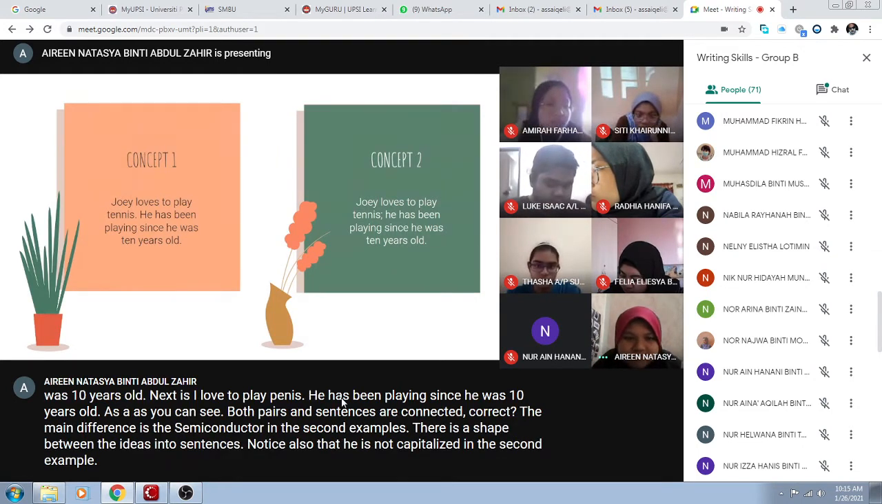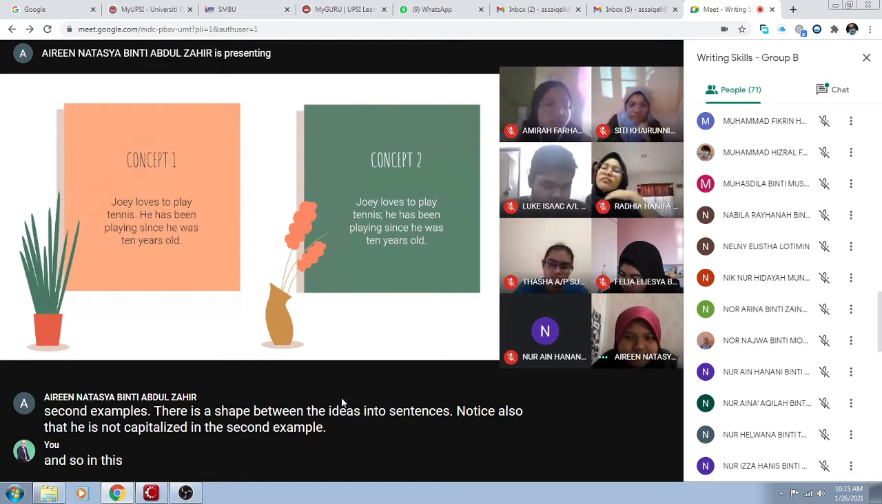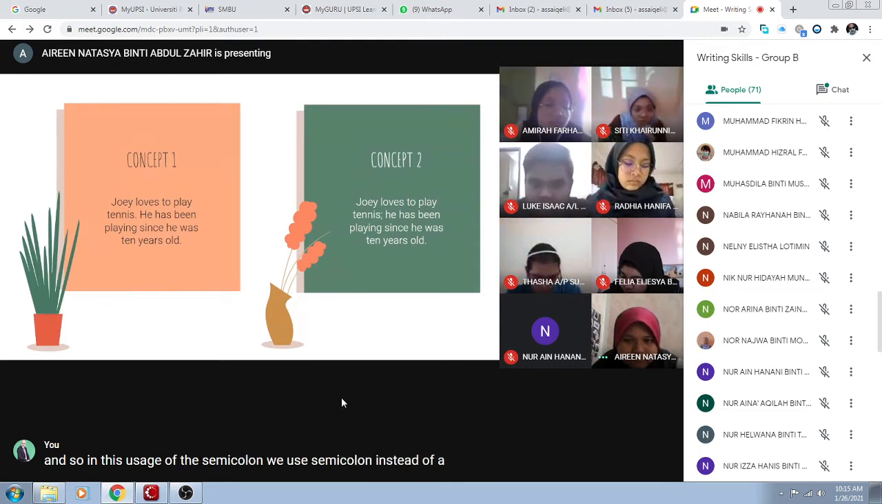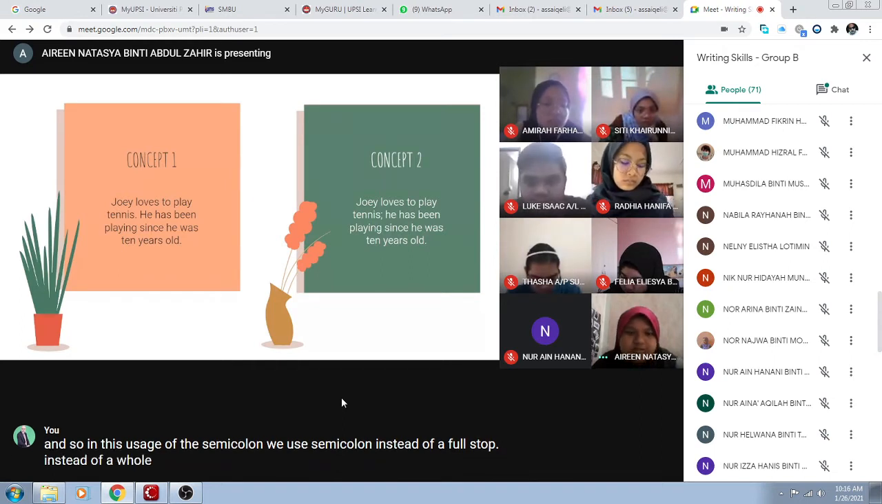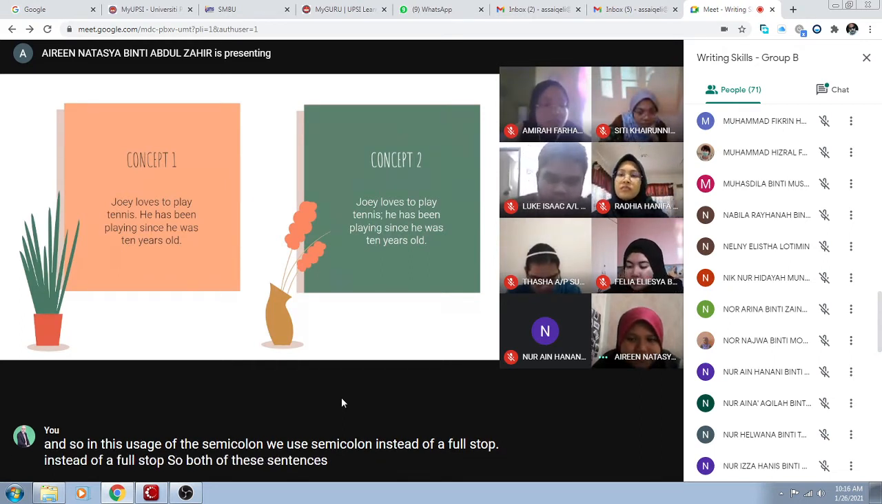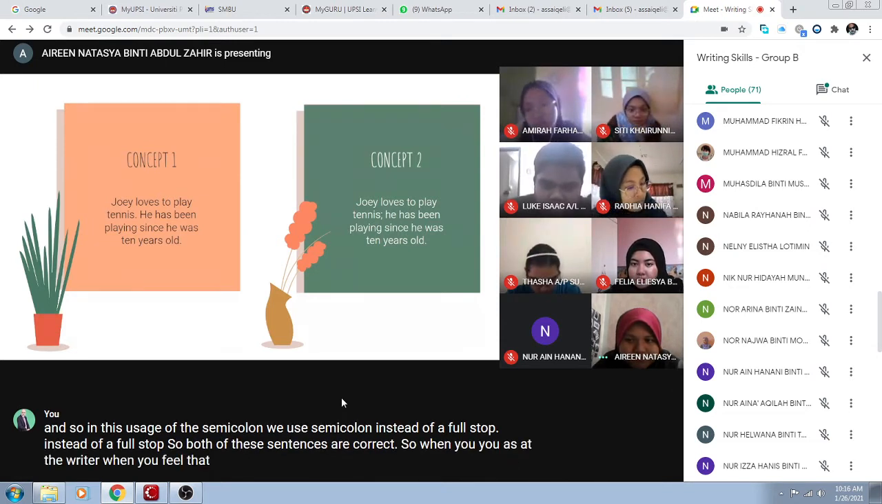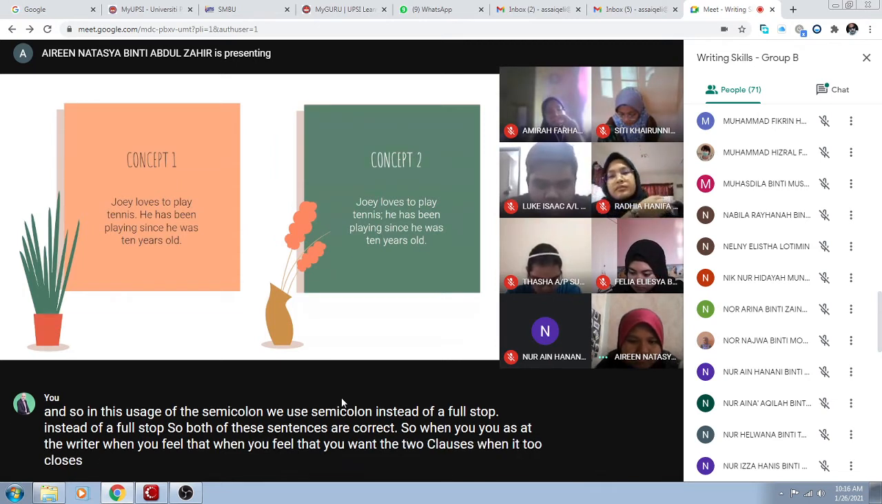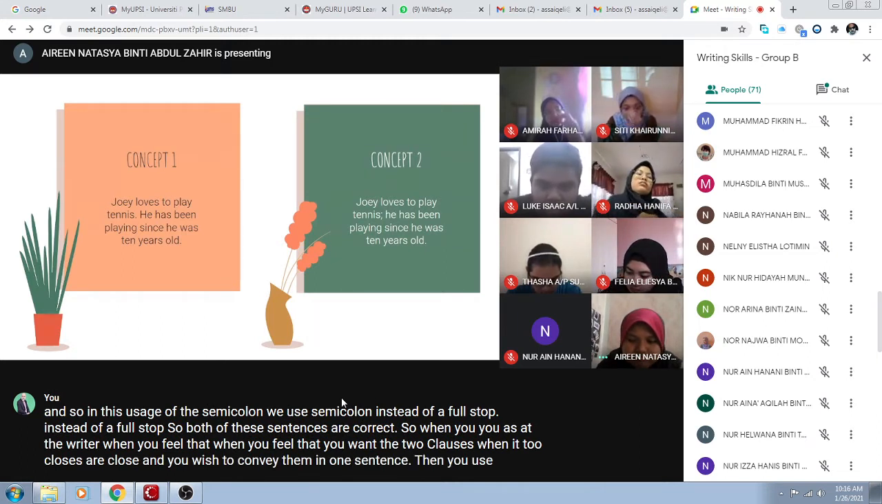And so, in this usage of the semicolon, we use a semicolon instead of a full stop. So both of these sentences are correct. When you, as the writer, feel that two clauses are close and you wish to convey them in one sentence, then you use a semicolon to make it one sentence.